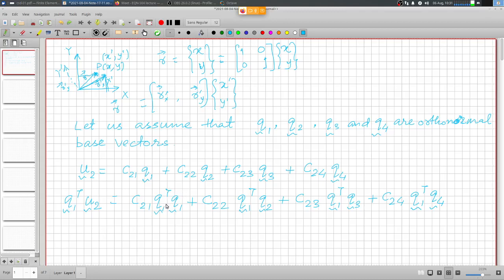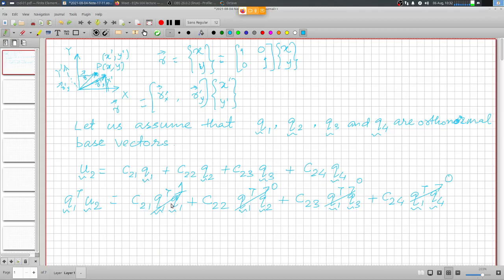Now by definition q1 is an orthonormal vector, so this is unity, right? We just saw that q1 transpose q1, that's the sum of squares of elements of q1, is equal to unity. And by definition q1 is orthogonal to all other base vectors q2, q3, q4. So this is going to be 0, this is going to be 0, and this is going to be 0. This is by definition, we don't have to compute it. And since we don't have to compute it, we don't have to know what q2, q3, q4 are, right?